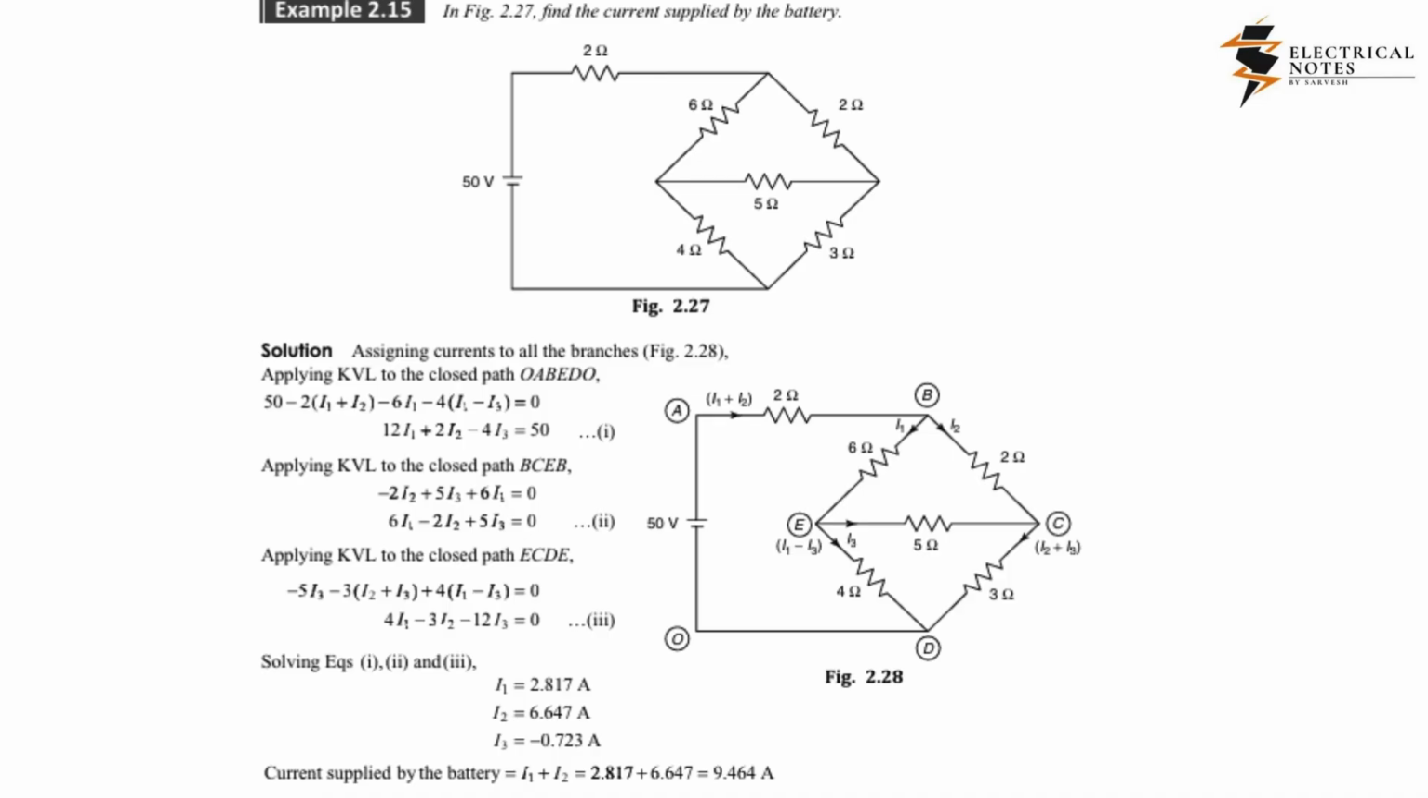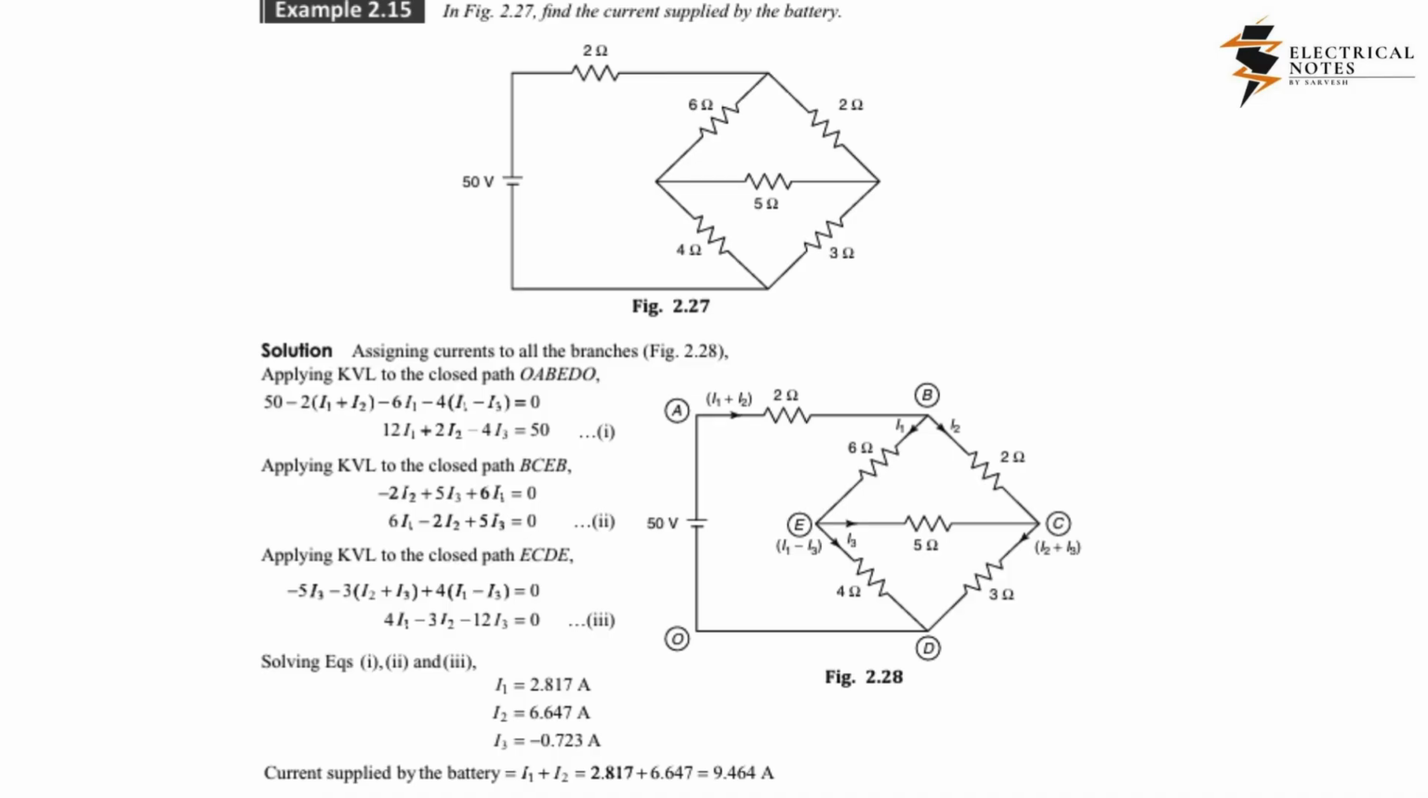Applying KVL to the closed path BCEB: minus, plus, plus, 2560 equals, 6250 equals, 2351, 123, I5 plus 35 plus I22 minus 2.